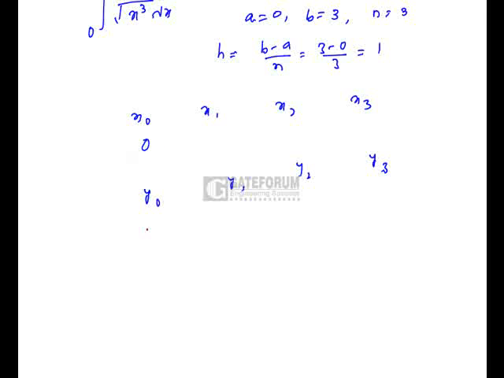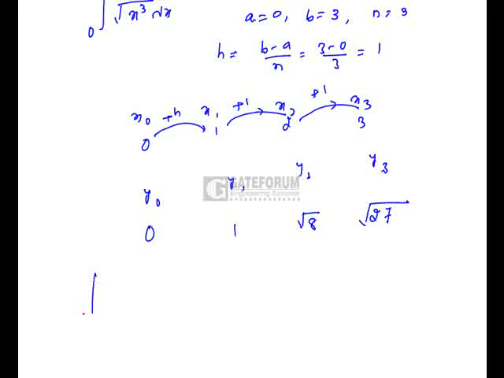If x0 is 0, y0 is 0. Now x1 is nothing but x0 plus h, which will be 1. So y1 will be 1. Now similarly, x2 is nothing but x1 plus h, that is 1, so totally 2. And y2 is root 8. Similarly, y3, with x equal to 3, will be root 27.